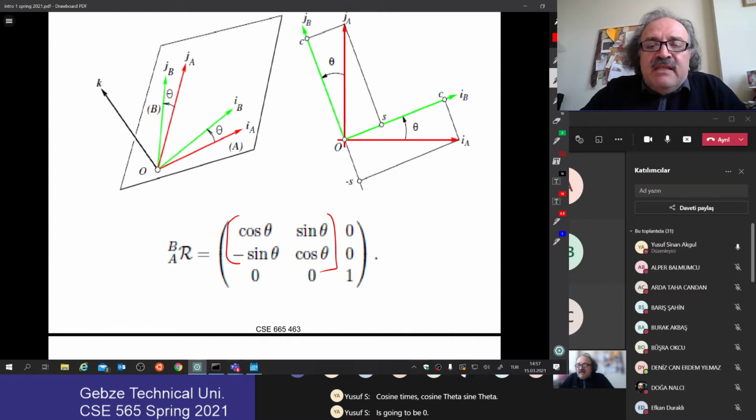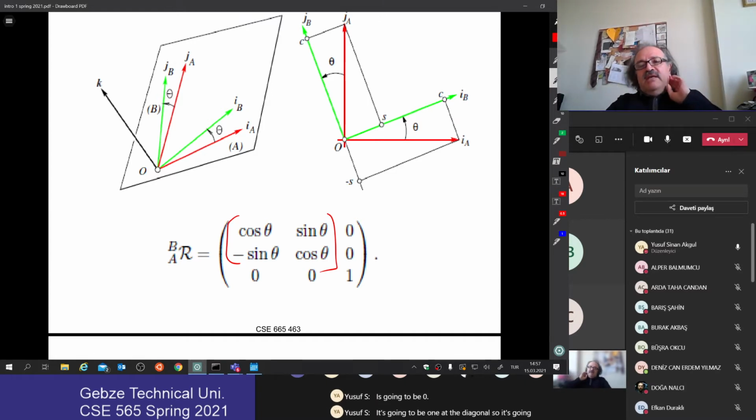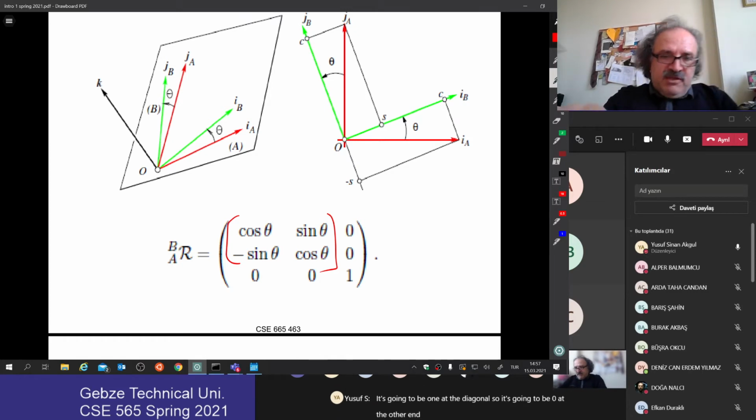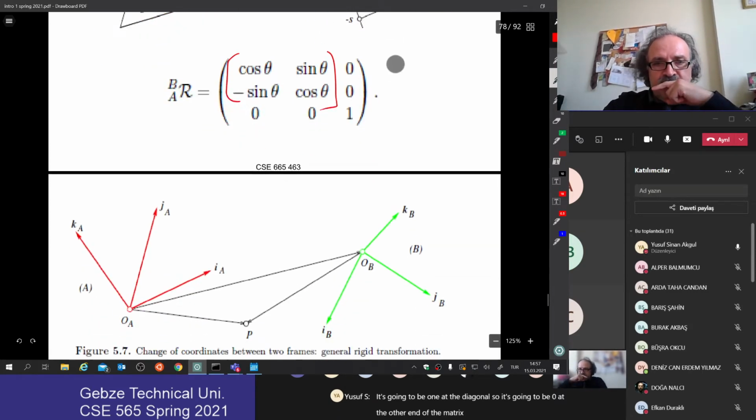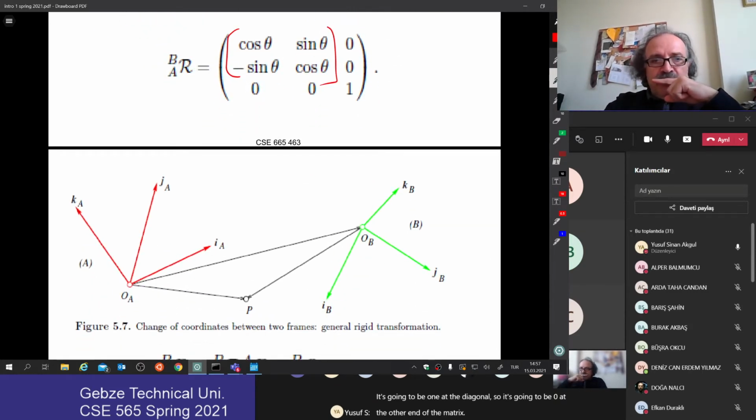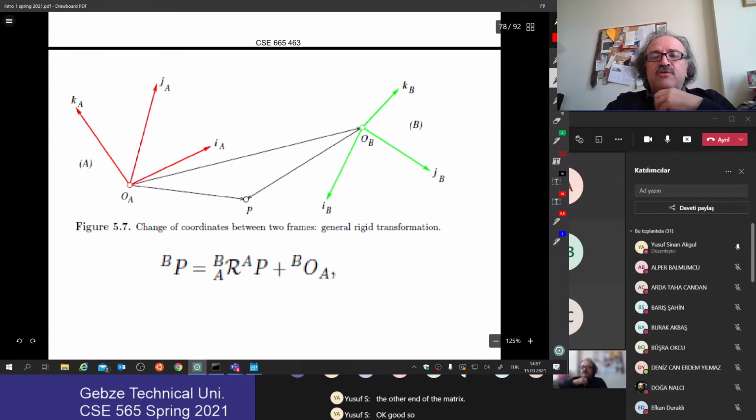It's going to be 1 at the diagonals, and it's going to be 0 at the other ends of the matrix. So it is orthogonal. Okay, good. So this is the general case.